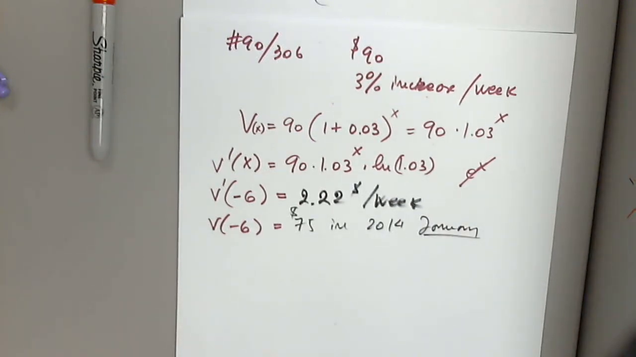So is that the price per stock? The price per stock, yes. And then the 6 months before June, which is January. And this one is what was the rate of change at that time? It was increasing, it's positive. Yes, in January it was increasing by $2.22 per week. Initially in January it was $75, and that's how it got to 90 in June.